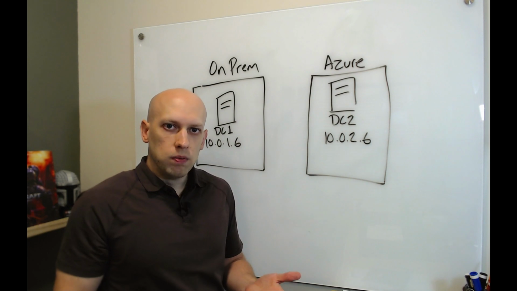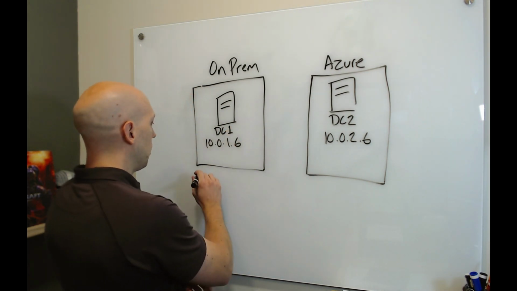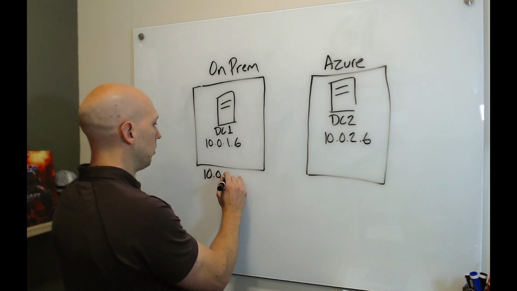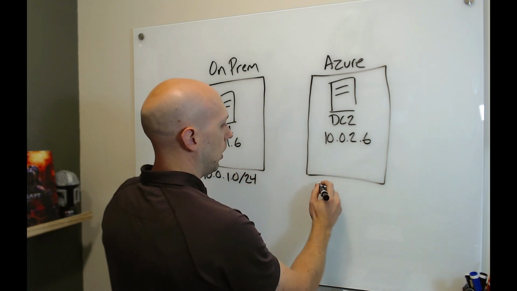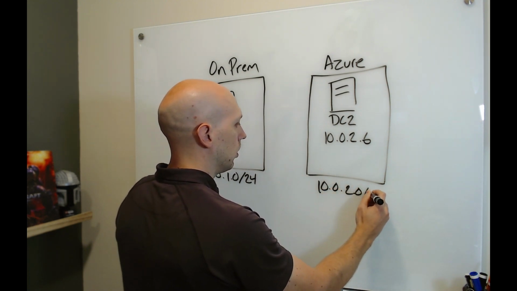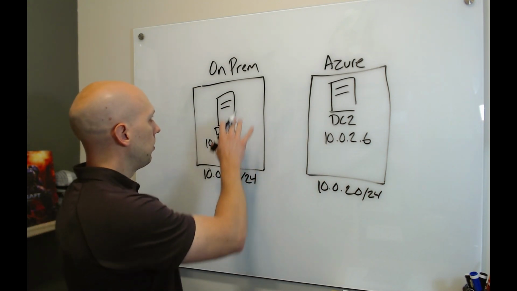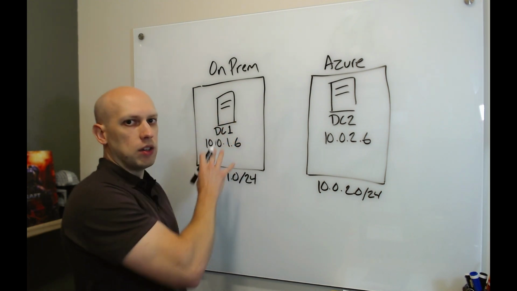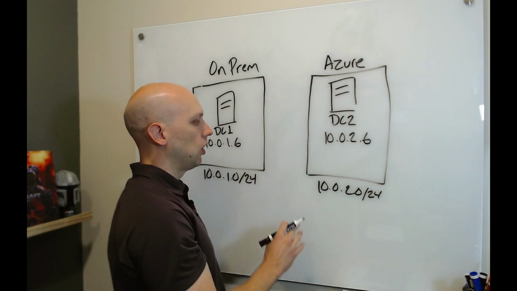All you have to do to configure sites and localize the traffic is create the site and associate your network objects. In this case, I've got 10.0.10/24, and I have 10.0.20/24. I create these in Active Directory. I associate my on-prem site with my on-prem network and my on-prem DC. And I create a second site for Azure, and I associate my Azure DC with my Azure network.